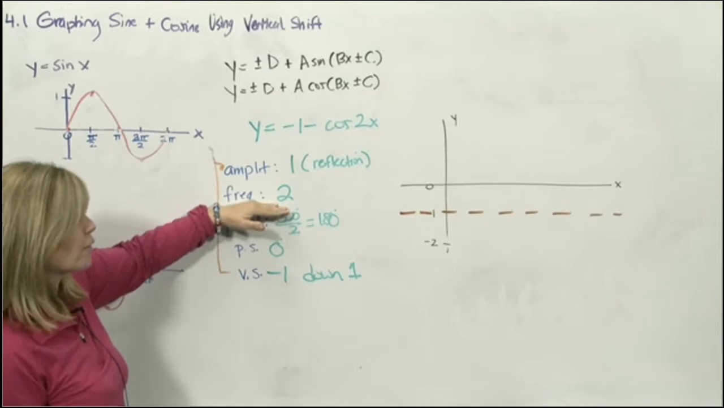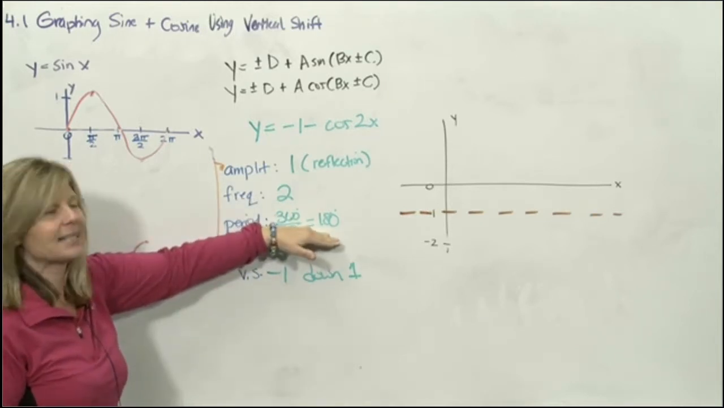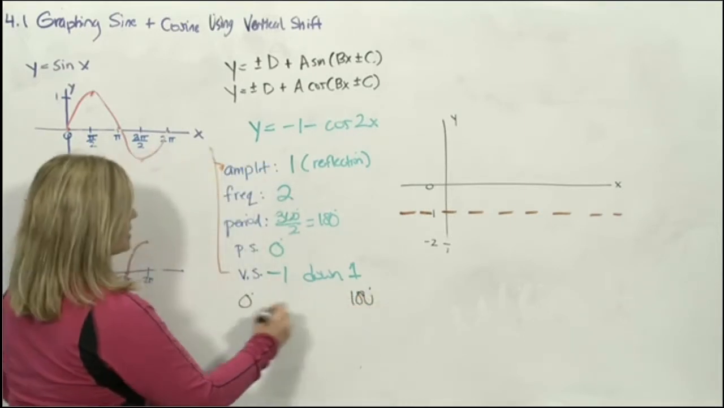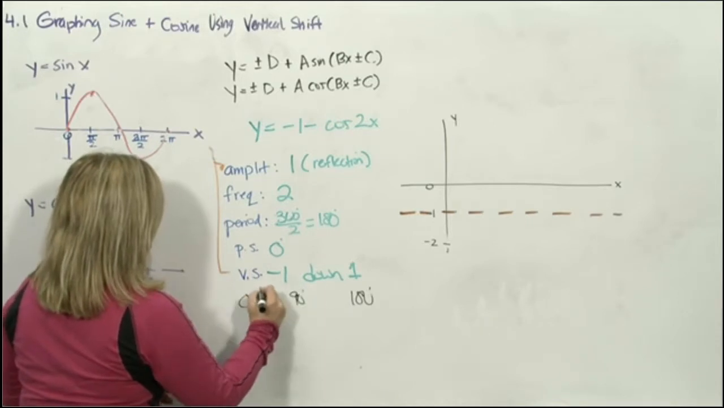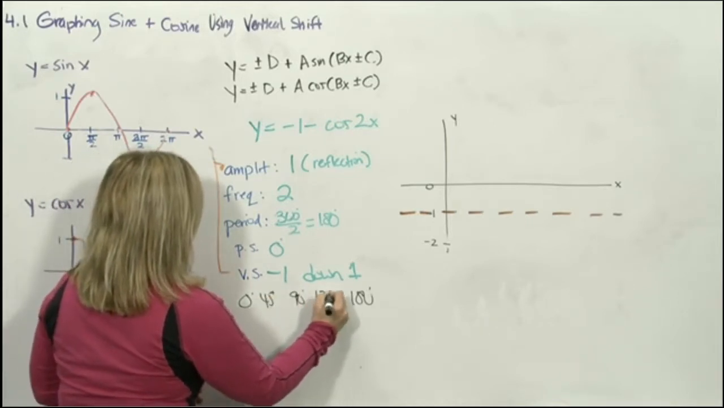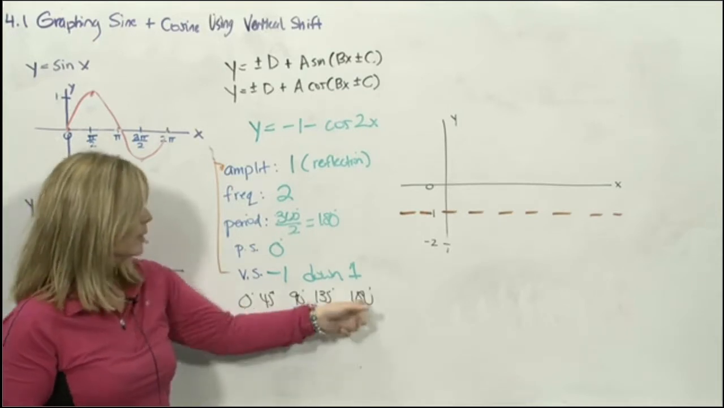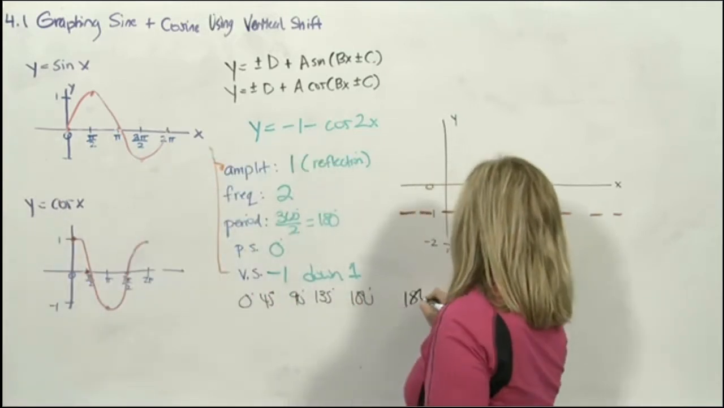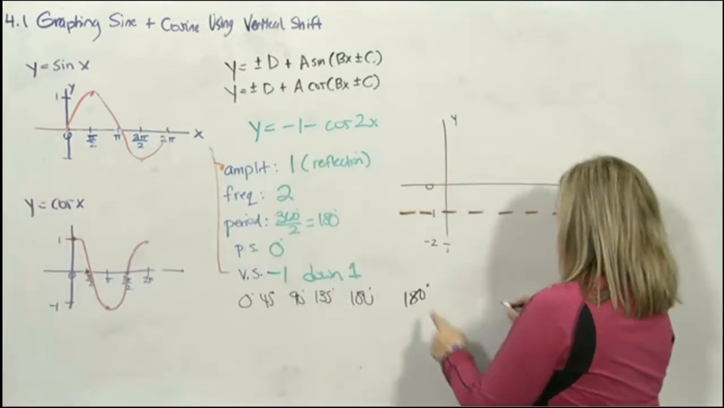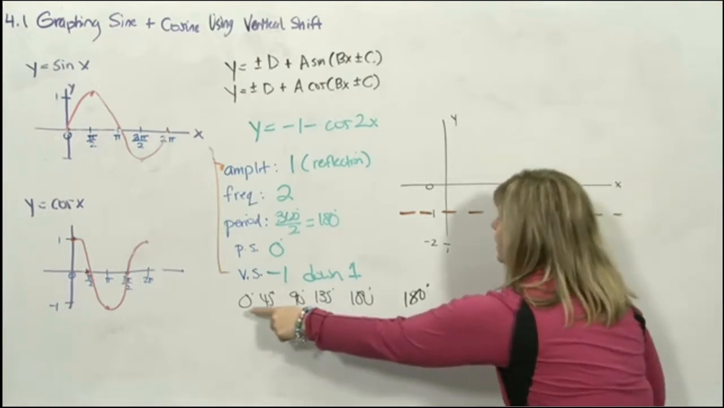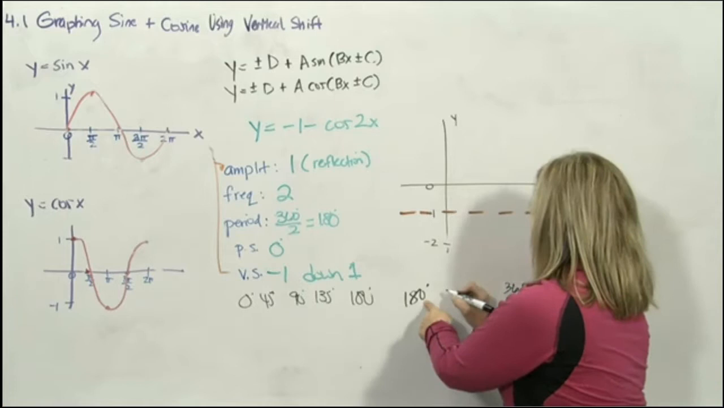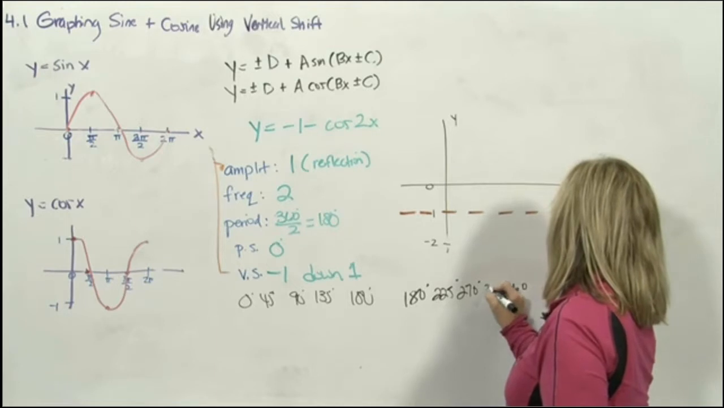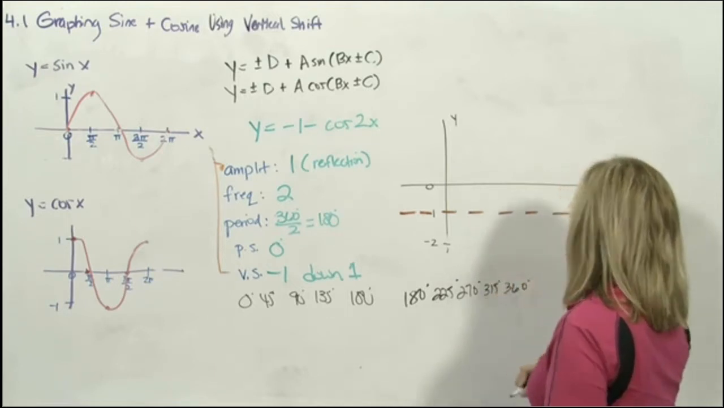Frequency means I'm going to draw two curves when I'm done with this. So now I'm going to get my x-axis set up using my period. My period goes from 0 to 180. I separate that into 5 parts, so halfway is 90, halfway is 45, halfway is 135. There are the 5 points to make the first curve. We're drawing two curves. So the next curve would start at 180, and if I go another 180, it would end at 360, and everything is going up in increments of 45. So 180 plus 45 is 225, plus 45 is 270, plus 45 is 315, plus 45 is 360.